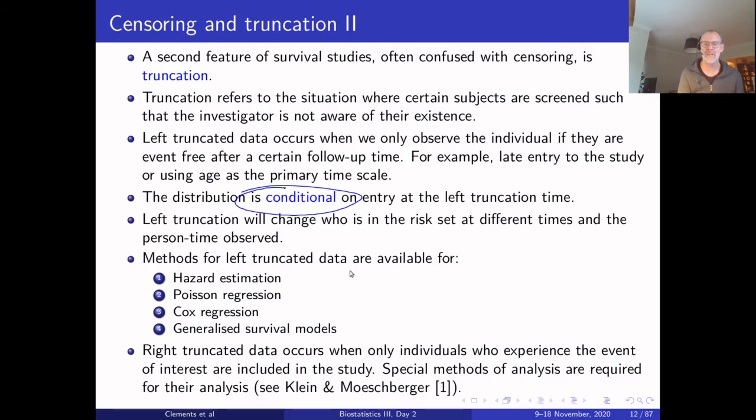Methods for left truncated data are available for hazard estimation, Poisson regression, Cox regression, and generalized survival models. Right truncated data occur when only individuals who experience the event of interest are included in the study, and special methods are required for their analysis.